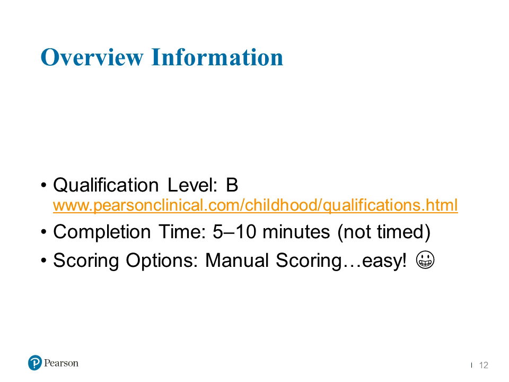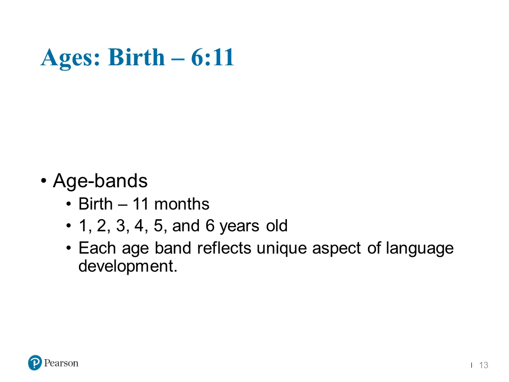In terms of scoring options, it is manual scoring, and I know sometimes manual scoring can make people a little nervous, but I promise the scoring for this test is very easy, and I'll show you a little bit about that later on. We can test kids from birth all the way through 6 years, 11 months, so that's a pretty wide age range. We have 1, 2, 3, 4, 5, and 6-year-old age bands. Each age band reflects unique aspects of language development, which is very helpful for us to analyze the differences in how language is acquired.